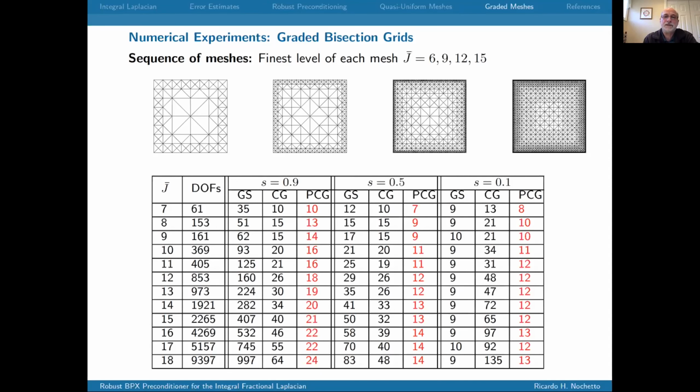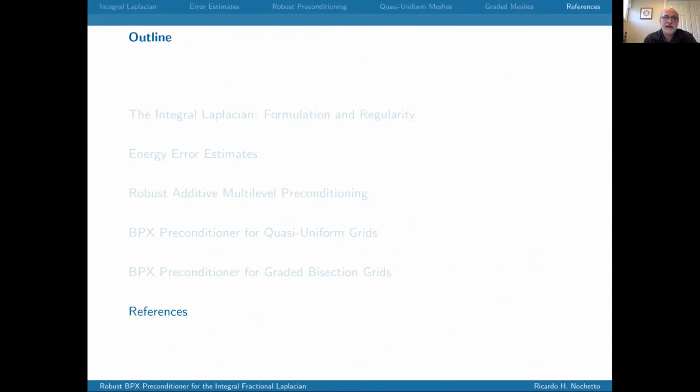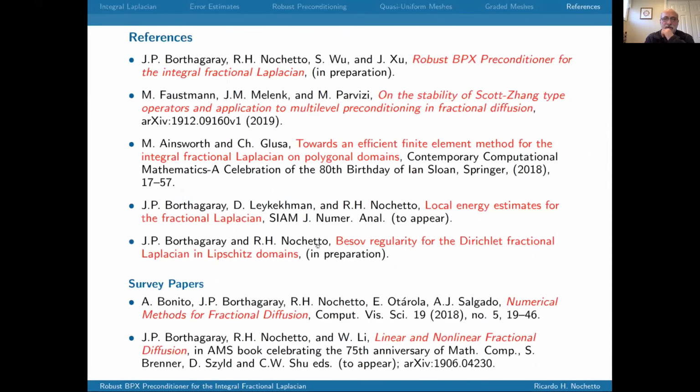So in summary, and here you have the references about what I talked about, I showed you an additive preconditioner, a BPX preconditioner, but if you want it to be uniform for all the range of S, down to S equal to 0, you need to modify the usual recipe, and the theory that shows uniform bounds for B times A becomes much more delicate. This is contained in this paper that is about to be finished.